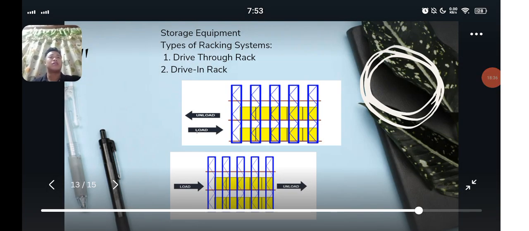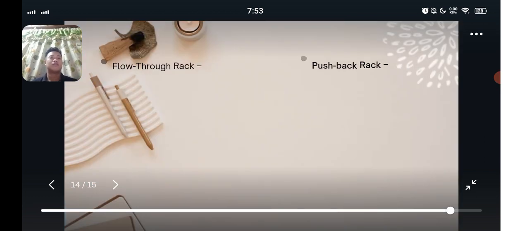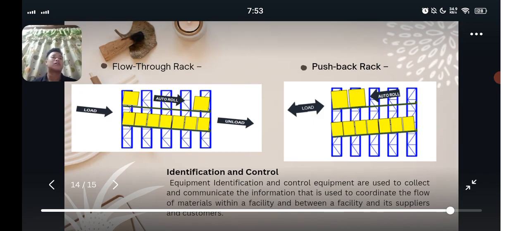Then the next one is flow through rack and pushback rack. Identification and control equipment are used to collect and communicate the information that is used to coordinate the flow of material within a facility and between the facility and its suppliers and customers. In a flow through rack, throughout the length of the rack, the flow rails are a track and rolling system from the loading end to the unloading end. Loads can move by gravity due to the flow rails.